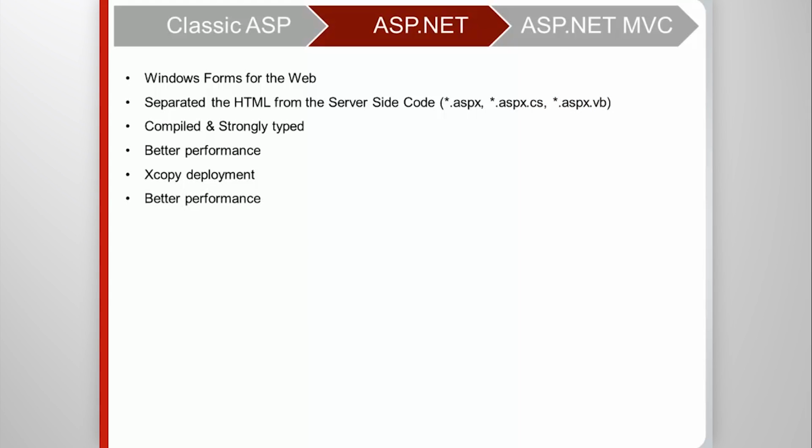You've got the Xcopy deployment, so you can just compile it and copy the bin files over to IIS. You usually don't need to do an IIS reset or anything like that. Okay, better performance overall because of that. And it brought along C# support.